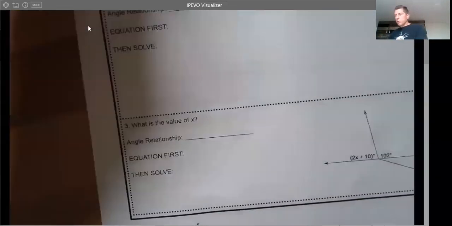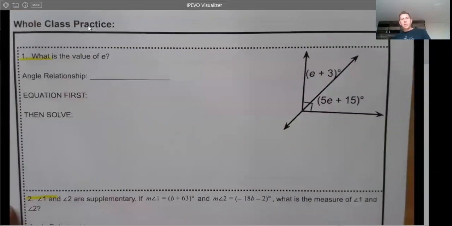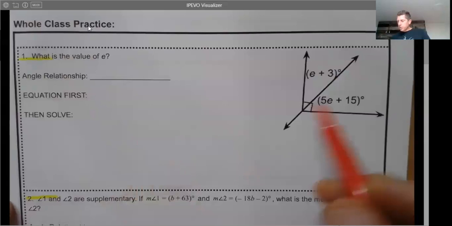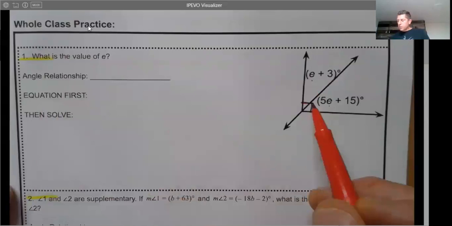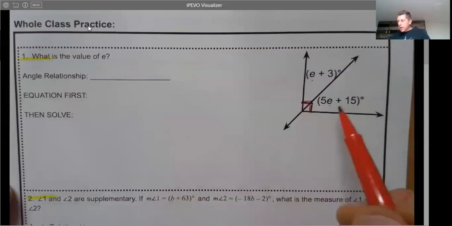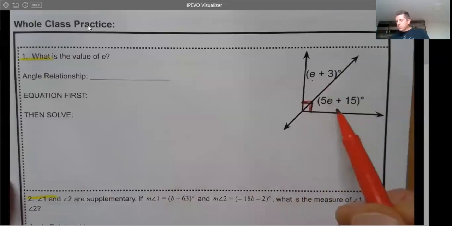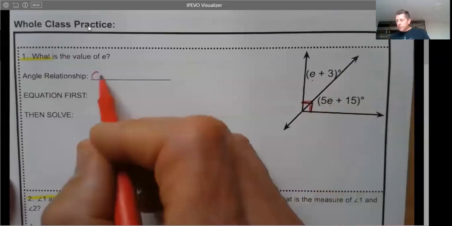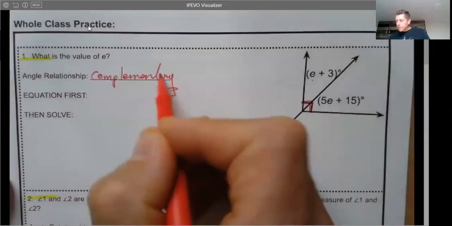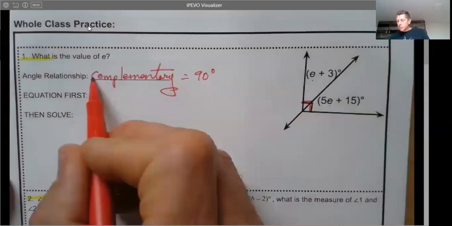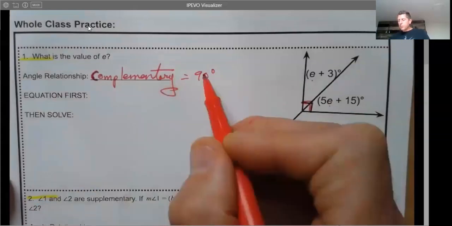Okay. So right here up at number 1, let's take a look. What is the value of E? So we're solving for E. There's an E here and an E there. The angle relationship, well, we see our, excuse me, right angle right here. So this plus that, these two angles, E plus 3 plus 5E plus 15, are going to equal 90 degrees because they're complementary. Right? C comes before S in our alphabet. Supplementary comes after complementary. 90 comes before 180.